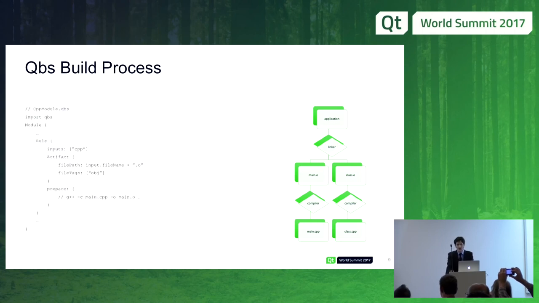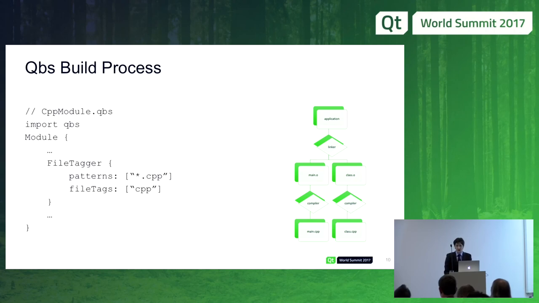Now, when we added a dependency on the CPP module, that dependency, in addition to the rules that I just went through, also pulled in another Qbs primitive called a file tagger. That file tagger looked at files matching the glob pattern *.cpp and then applied the CPP tag to those input files. Since these CPP files are raw input files, they by definition have no other dependencies, and now we can go back the opposite way through the tree, starting with the compiler rule we saw on the previous slide.